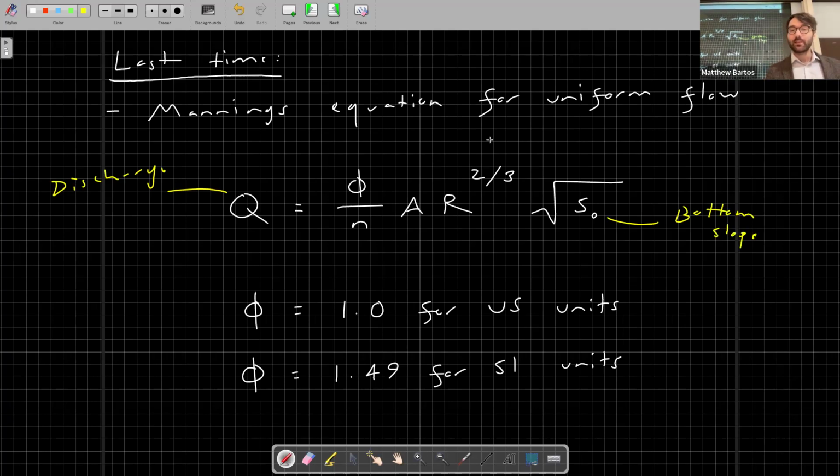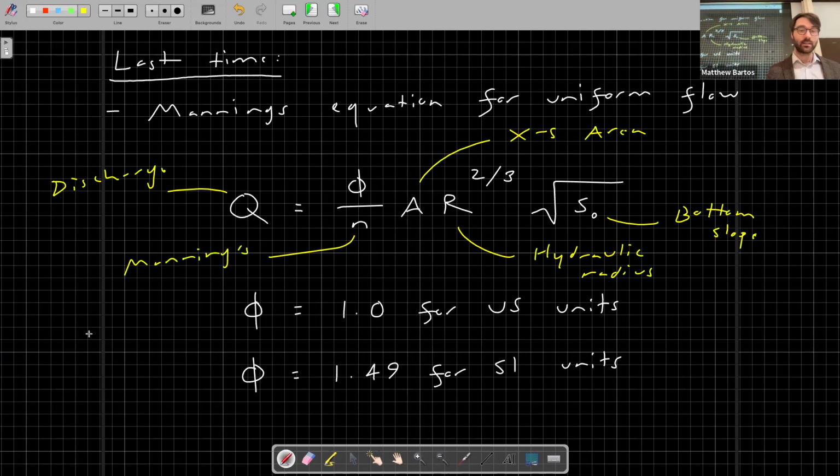A is the cross-sectional area. And again, this is a function of the depth. R is the hydraulic radius. Again, this is a function of the depth of water. What is this N here? Okay, this is the Manning's roughness coefficient. So this characterizes the roughness of the channel material.